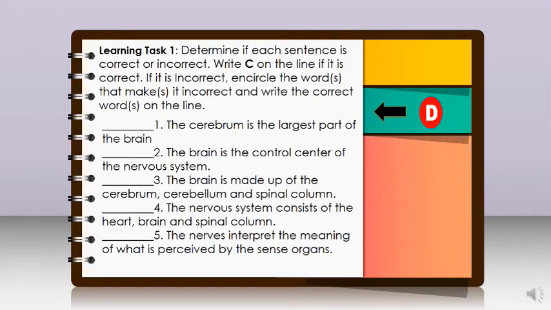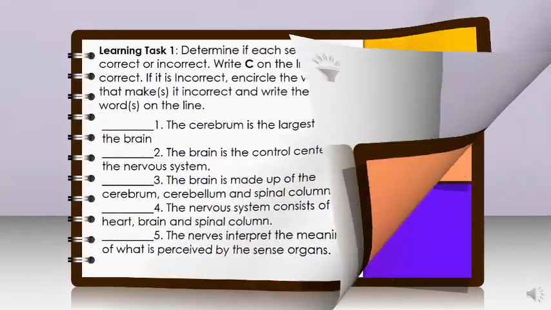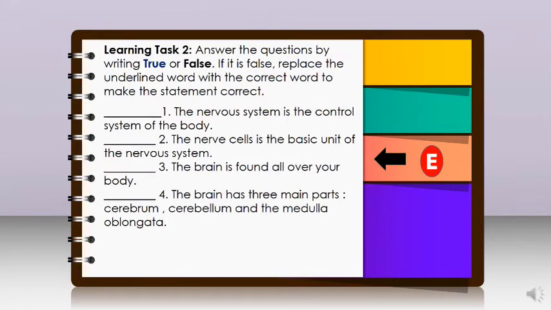So we have here learning task number 1. Determine if each sentence is correct or incorrect. Write C on the line if it is correct. If it is not, encircle the words that make it incorrect and write the correct words on the line. Then learning task number 2 is true or false. So write true if it is true and false if it is not.